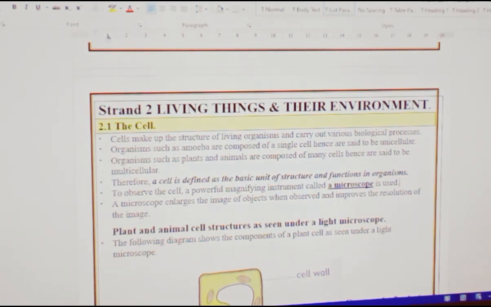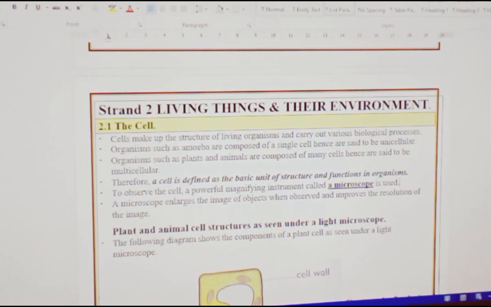So any organism that has got one single cell, we call them unicellular. The organism that has got one single cell, like amoeba has got one single cell. So they are said to be unicellular, meaning one single cell.